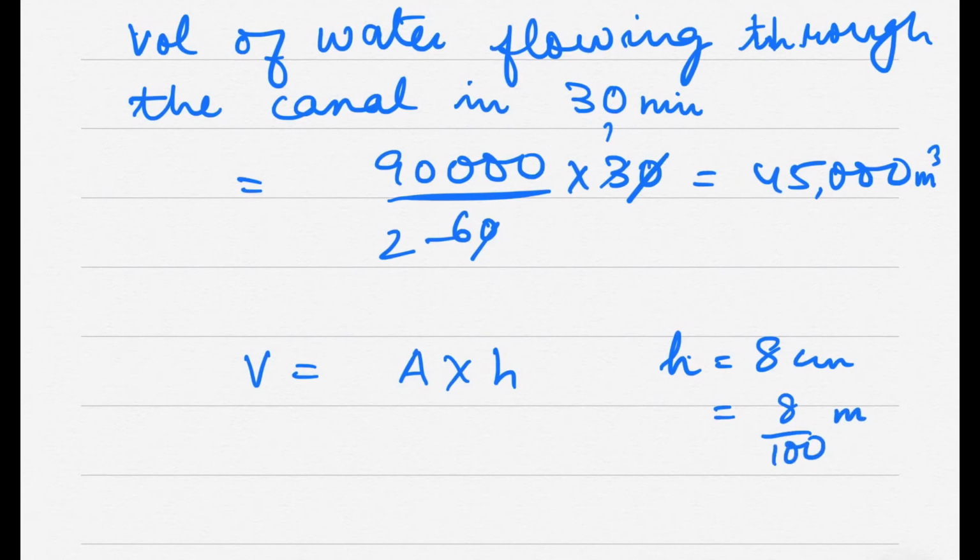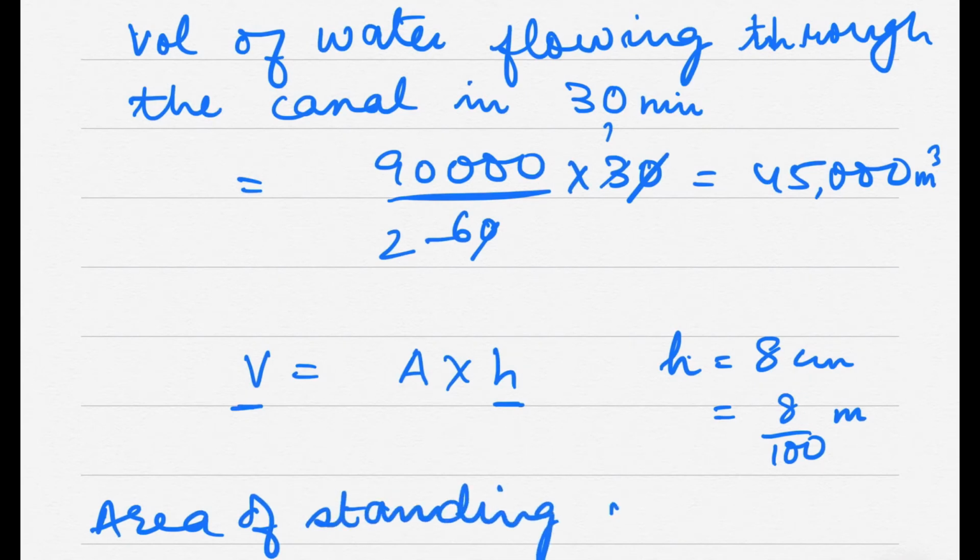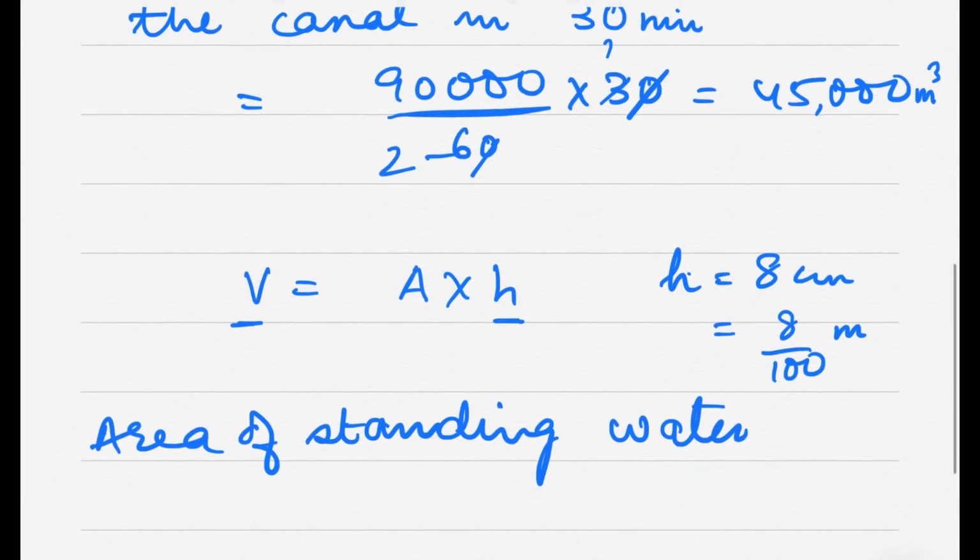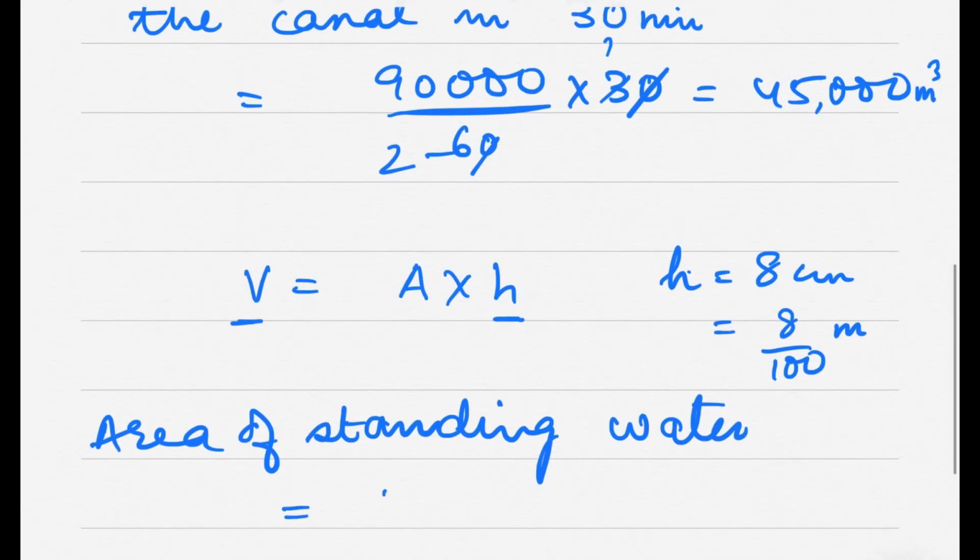So I can say 8 by 100 meter will be my height. I know volume, I know height, so I'll have to find out the area that has been asked in the question. So now, area of standing water, right? Area of standing water will be equal to volume by height.